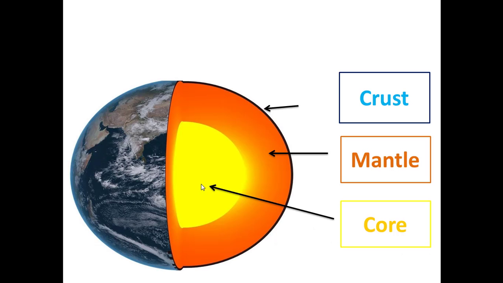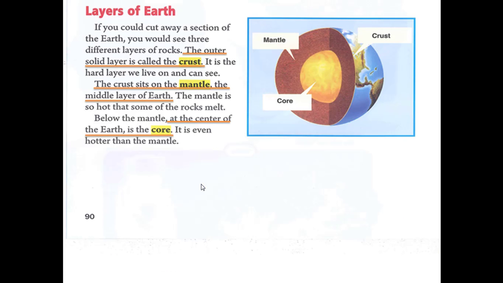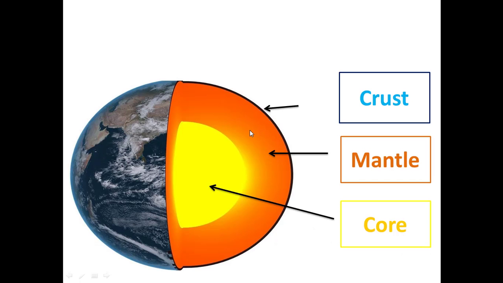Okay, after that we studied what? We studied layers of earth. And guys, as you know, we said we have 3 layers of earth. Crust, this one is crust, and this one is a mantle, and this one is core. So we have 3 layers of earth: crust, mantle, and core. What are the layers of earth? Crust and mantle and core. We have 3 layers of earth: crust, mantle, and core.